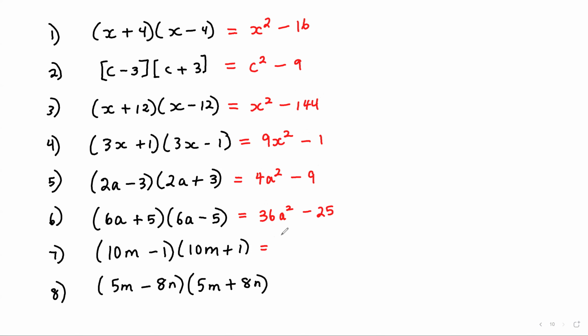10m all squared will be 10 squared, which is 100, and m squared. So 100m squared minus 1 squared, which is 1. And finally, 5m squared will be 25m squared minus 64n squared. And that's it, right? That's your difference of squares.